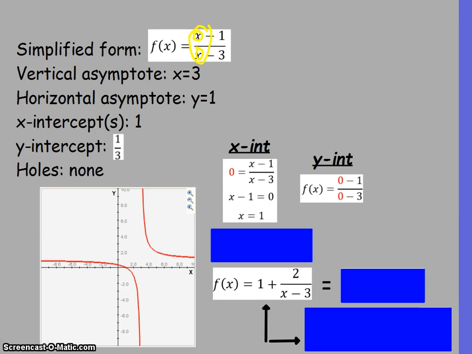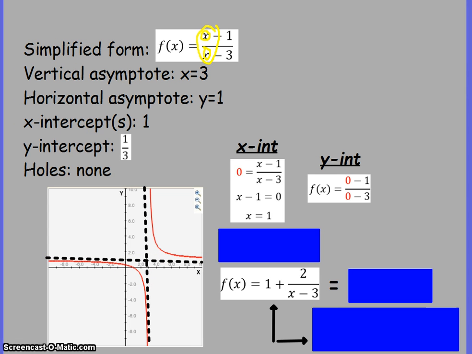We see that we set a vertical asymptote through x equals 3. There's x equals 3, a little bit slanted, but you get the idea. The horizontal asymptote at y equals 1. There it is. X-intercept at x equals 1 right there, and a y-intercept at 1/3 right there. Okay?